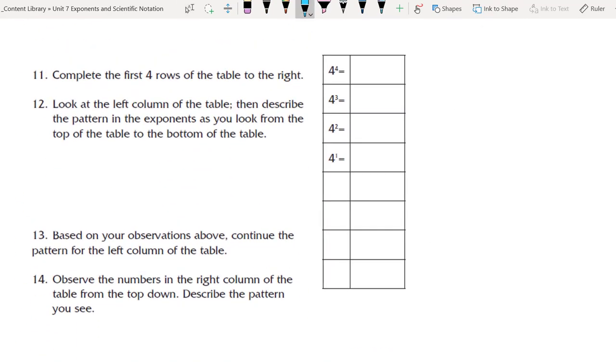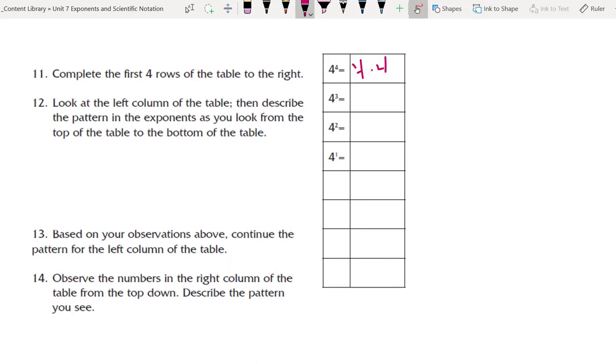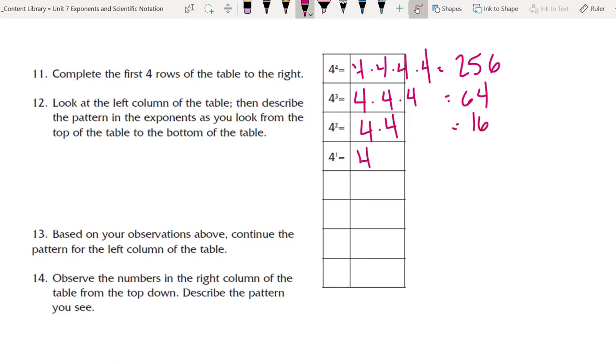For 4, four times 4 times 4 times 4, and 4 times 4 times 4, and 4 times 4, and just 4. That's 4. So from here to there, we're dividing by 4.